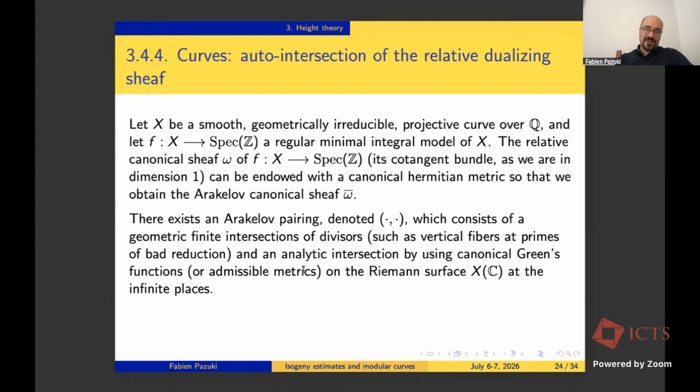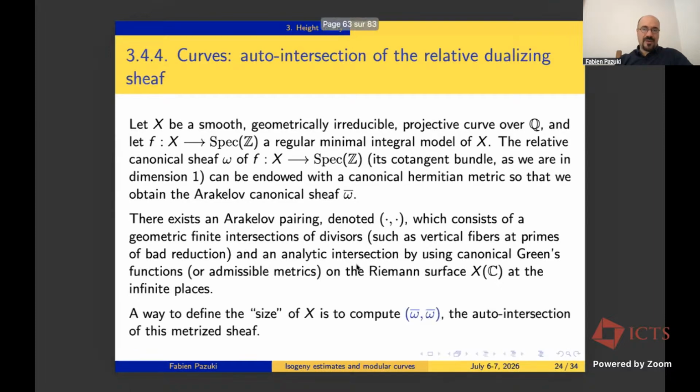Or admissible metrics, we call them, on the Riemann surface that is underlying the place at infinity. So your curve X has some complex points. You take a look at these complex points. The curve is defined over Q, so you can of course look at it over C. And then there's a theory of Green's functions, and then you can take a look at what an intersection can be cooked up on the analytic side.